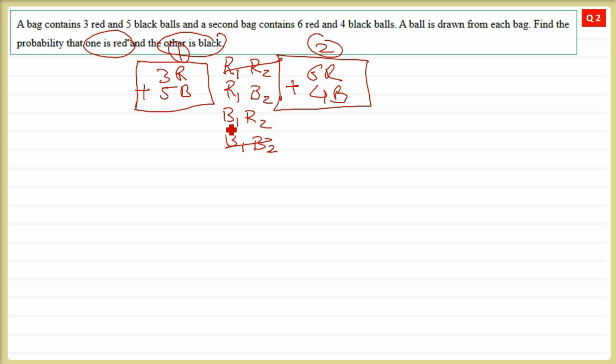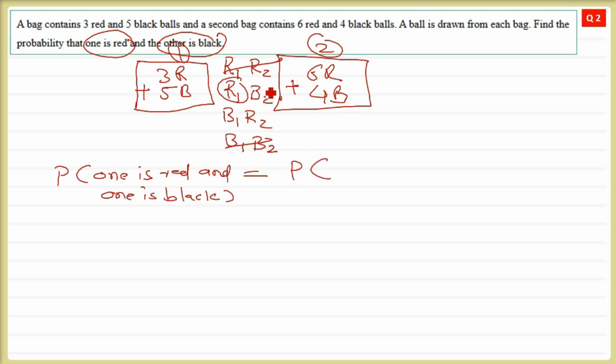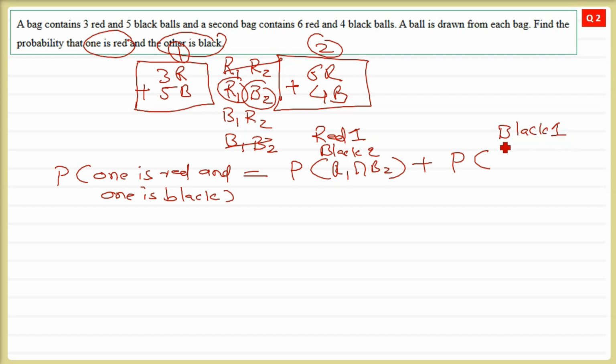So we will take the second and third options here, R1 B2 and B1 R2. The first one is saying one is red and, meaning intersection, one is black. So what is this probability? Probability of red and black: Red 1 and black 2. But black and red can also come. This already done. Coming to the second part, which is first black and second red. First gives us black, so let's call it black 1, and second comes the red, red 2. This is B1 intersection R2.